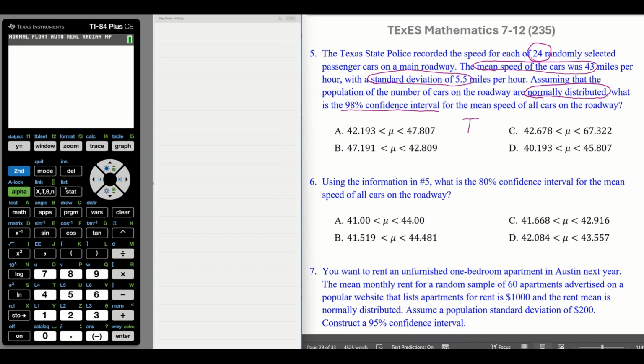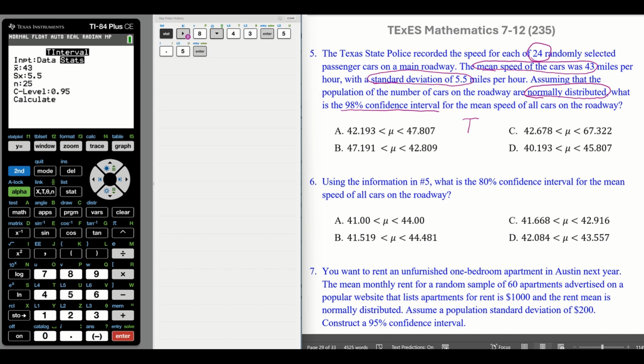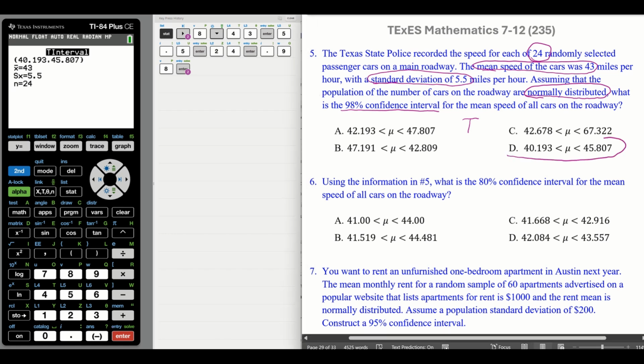standard deviation. Okay, so stat over, and we'll go to 8, and we go down, and what do we have for our mean? 43, and our deviation is 5.5, sample deviation. We're replacing the population deviation, and that's 24. And what do we want? 98. 0.98. Okay. Do we have, yes, D is the only option that's actually close enough.